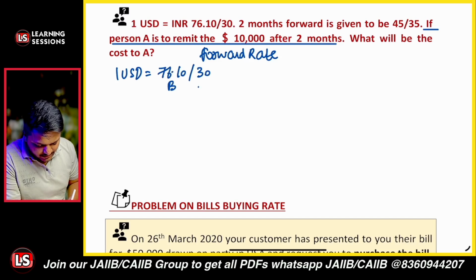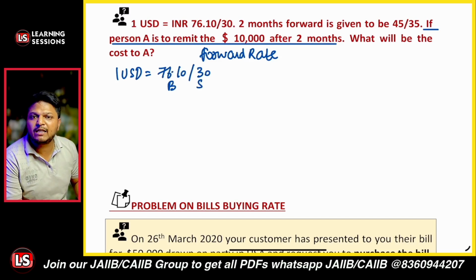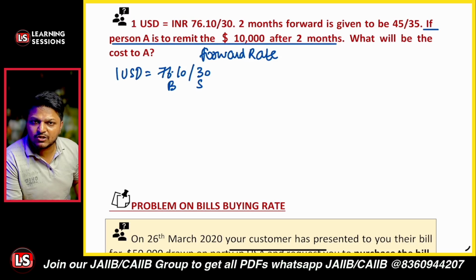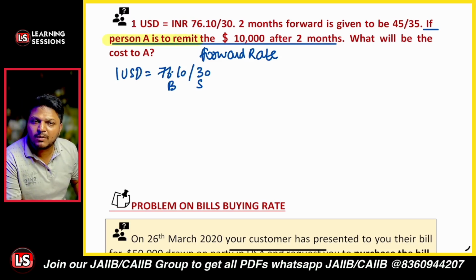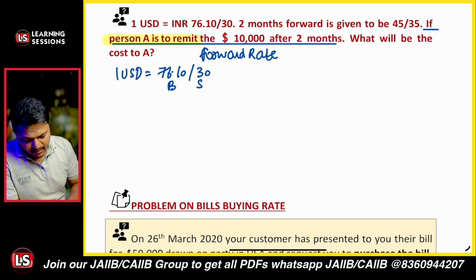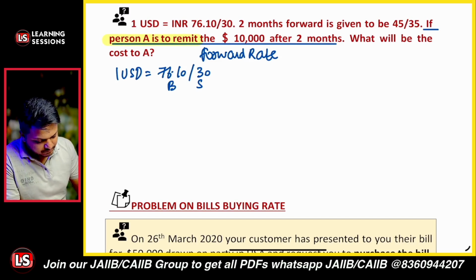So this is the buying rate, this is the selling rate. Which rate will be applicable? How are we going to check? We'll be looking at what type of transaction it is. First of all, whether an interbank rate will be involved or the merchant rate will be involved. Now it involves that person A wants to remit, right? So it is a merchant rate which will be applicable.